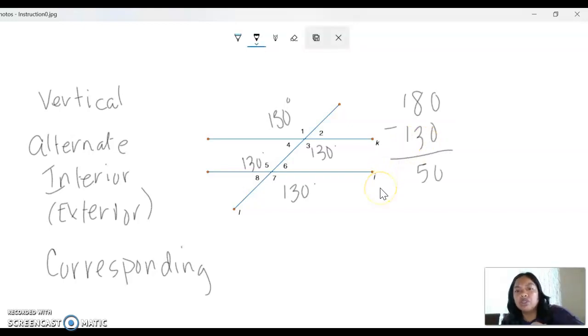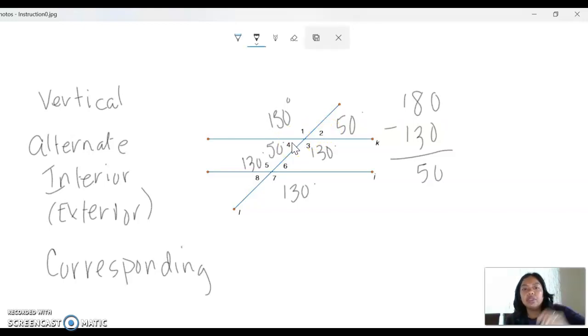So angle 2 is 50 degrees. Why? Because it's supplementary to angle 1, or it's a linear pair. Any of those words is fine. If angle 2 is 50 degrees, what is angle 4 going to be? Angle 4 is opposite from angle 2. We call those vertical angles. Vertical angles are equal, so this is 50 as well.